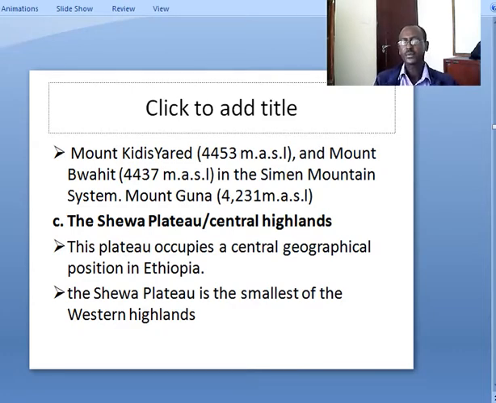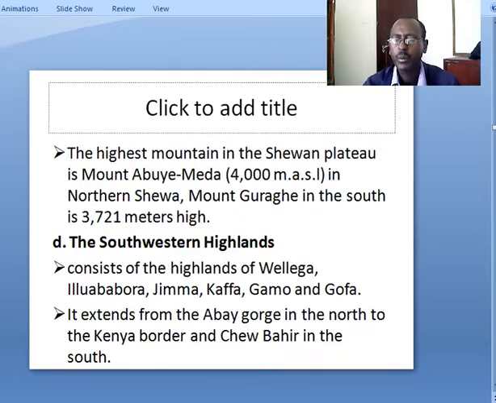The third physiographic region is the Shewa Plateau or the Central Highlands. This plateau occupies a central geographic position in Ethiopia. The Shewa Plateau is the smallest of the Western Highlands. We are talking about the Western Highlands of the four. The Shewa Plateau is the smallest one in terms of area coverage. The highest mountain in the Shewa Plateau is Mount Abuyemeda, which has 4,000 meters above sea level in northern Shewa, and Mount Gurage in the south is 3,721 meters high.